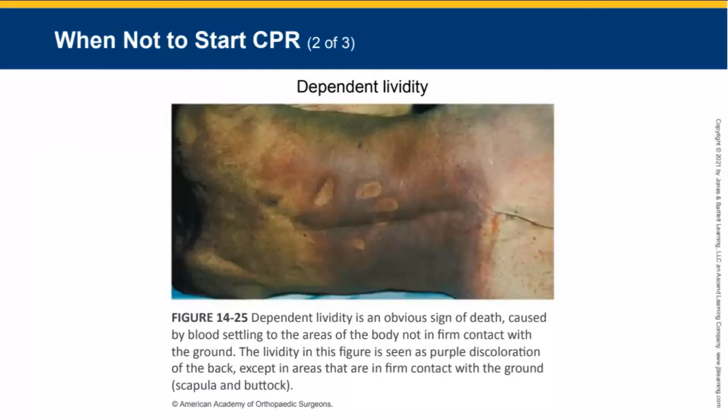Dependent lividity. Dependent lividity is an obvious sign of death caused by blood settling to areas of the body not in firm contact with the ground. The lividity in this figure is seen as purple discoloration of the back, except in areas that are in firm contact with the ground, scapula and buttock, as dependent lividity.